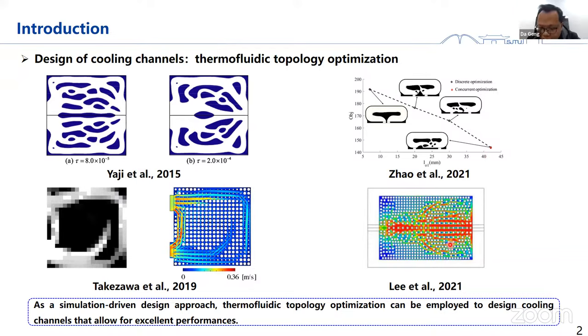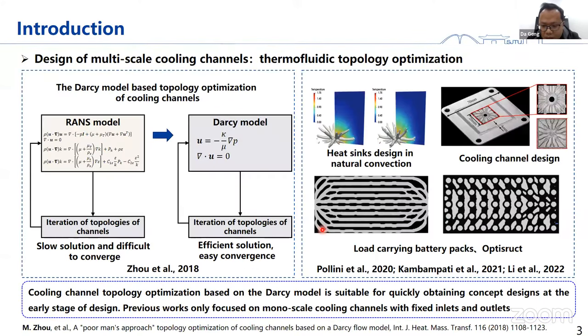And the efficiency of the corresponding optimization iteration is low. If a low fidelity model is used, the problem may be avoided. Professor Zhou and others proposed the Darcy-based topology optimization of cooling channels. In this method, the Darcy flow model is used to replace the turbulence model to simulate the fluid flow for achieving efficient iterations.